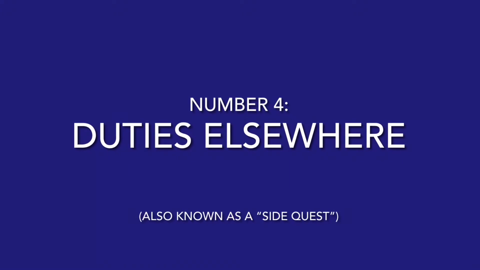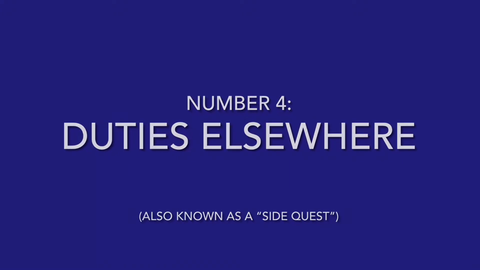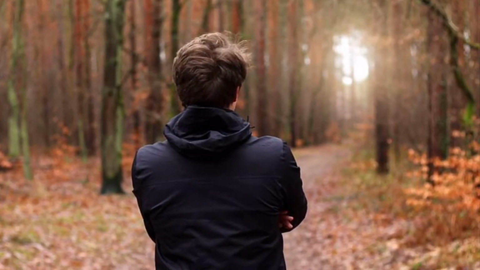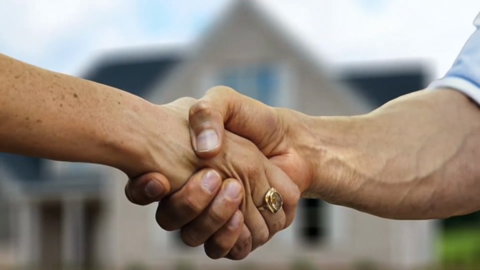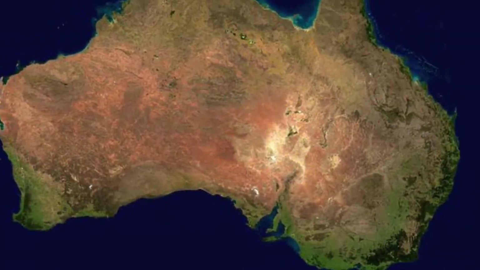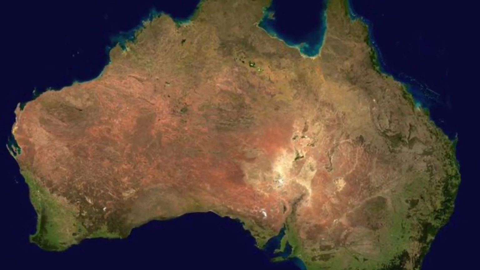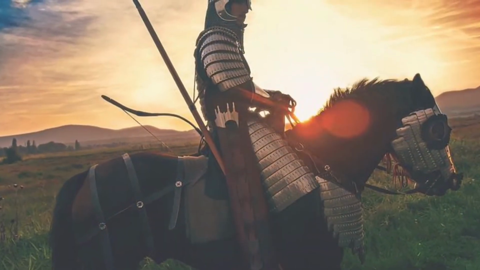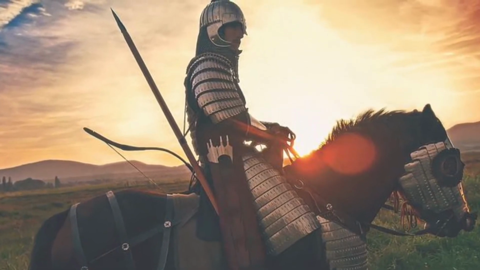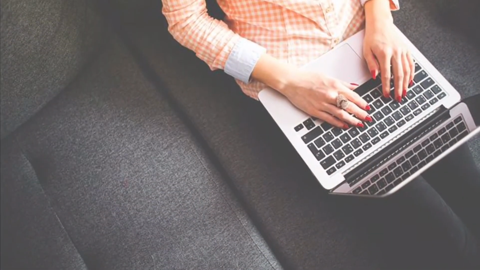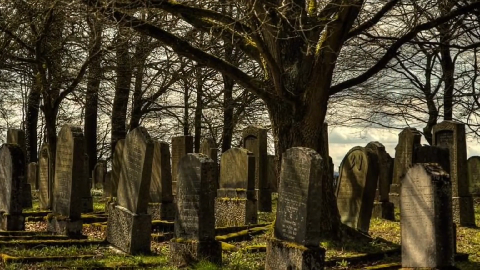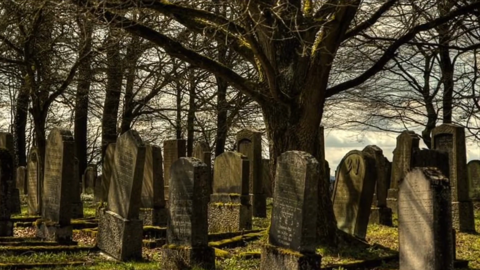Number 4. Duties elsewhere, also known as a side quest. Life happens, and sometimes your characters may have to part ways because their responsibilities take them in different directions. Maybe your main character's best friend moves to Australia so she can care for an elderly aunt. Maybe a valiant knight must separate from the main group of adventurers to seek a magic relic far off the beaten path. In either case, it's a less cliché way of getting rid of your characters than just killing them off because you don't know what else to do with them.